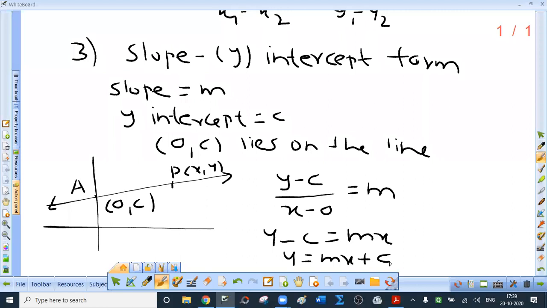Now you will tell me what will be the equation of the line if the x-intercept is c. We will not remember that, but if we are given that the slope of the line is m and the x-intercept of the line is c, what will be the equation? Tell me. Write your answer in the chat box. I'll give 1 minute.